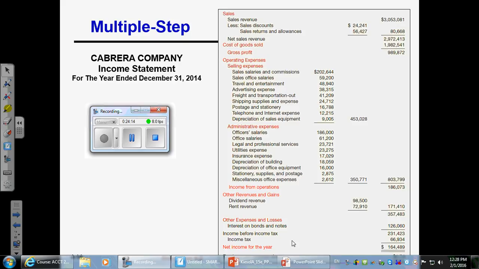Yes, sir? What are some examples of peripherals? Oh, dividend revenue, rent revenue. They've got some here. Gain on sale of a building. Gain or loss on refinancing debt. They've got interest on bonds and notes they decided to put down here. I usually prefer to put that up under administrative, but that's interest expense in this case. So a whole lot of anything that is peripheral to your operations, right?